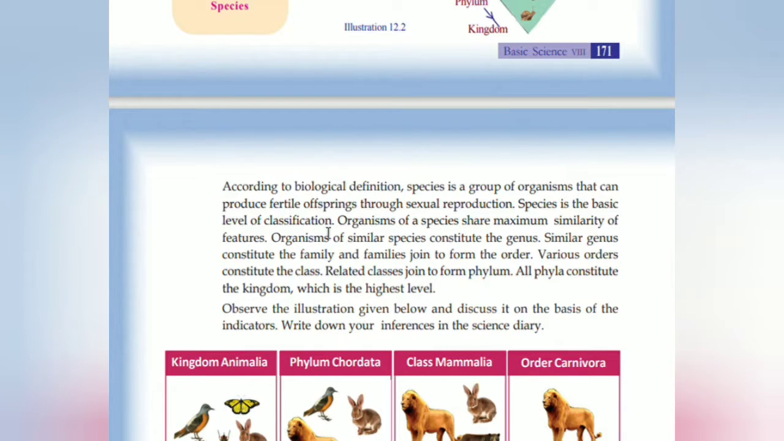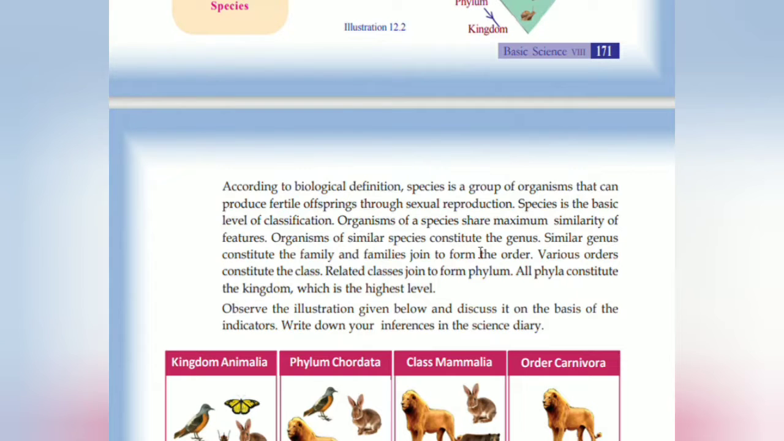Species is the basic level of classification. They can produce offspring through sexual reproduction. What is the basic level? That is the species. Organisms of a species share maximum similarity in features.